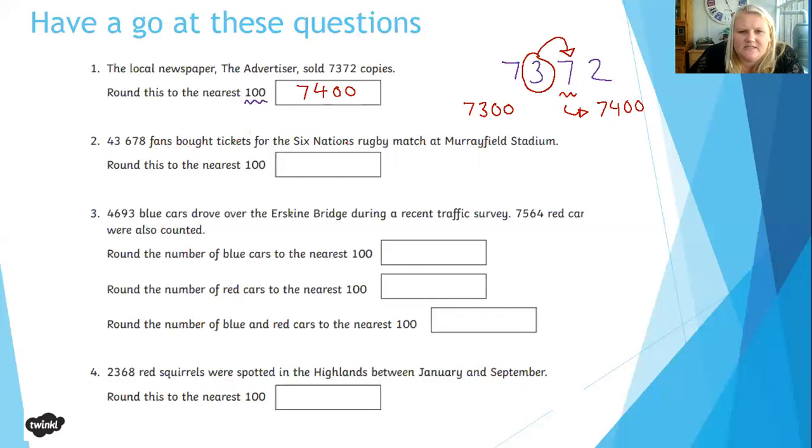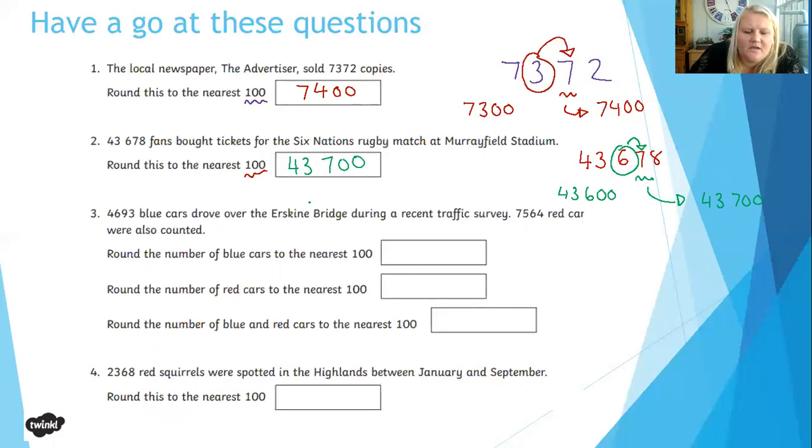48,678 fans bought tickets for the Six Nations rugby match at Murrayfield Stadium. Round this to the nearest 100. So again, we're going to the nearest 100, so let's write my options down. Let's get my special circle and arrow going. So again, I'm rounding to the nearest 100, which means this is what I'm interested in. So my options are either going to be 48,600 or 48,700. Now that's a 7, and a 7 rounds up, so the answer is going to be 48,700.